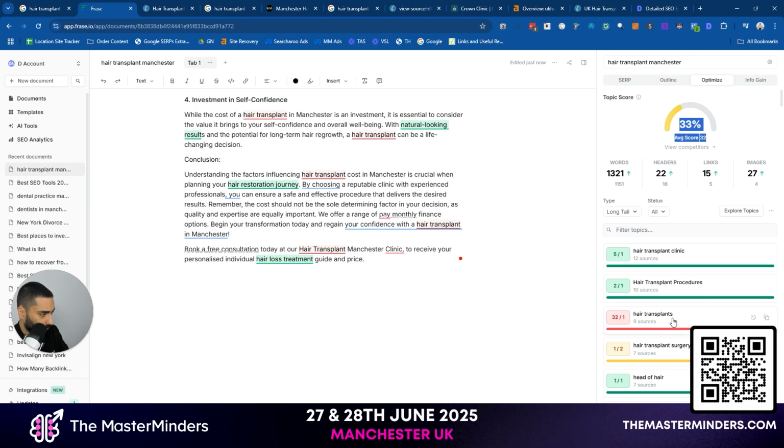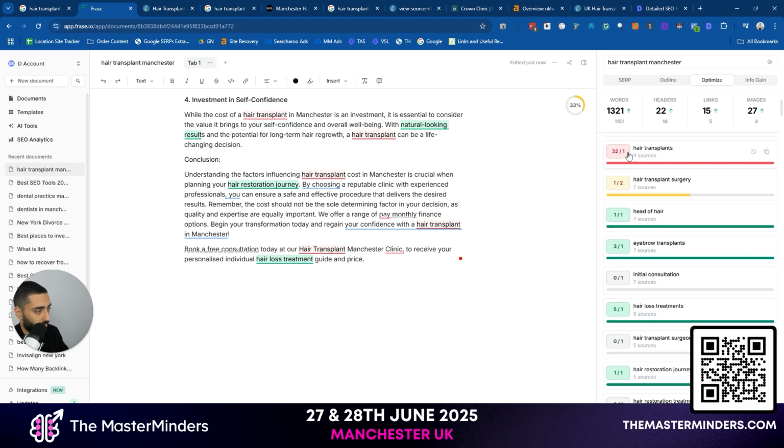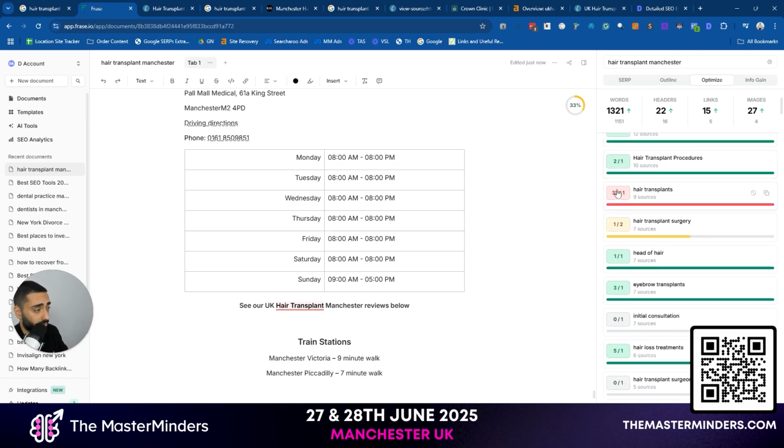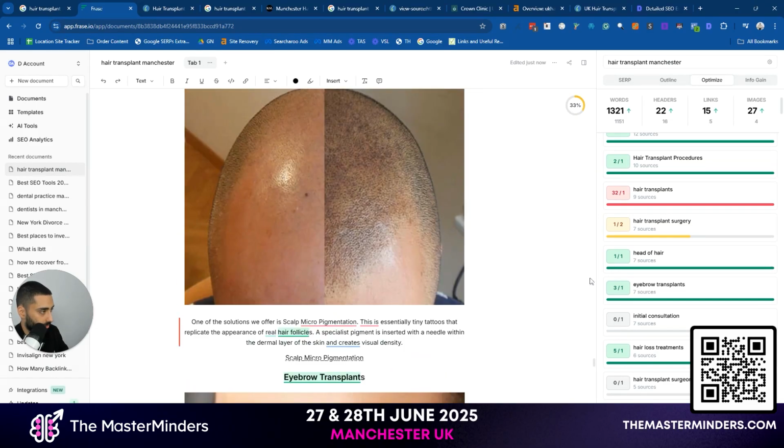That's actually interesting. So another thing to bear in mind as well is this tool will tell you how many times you should actually mention specific keywords within your content. This page, believe it or not, is actually over-optimized for the keyword hair transplant. It's telling us that we should include it once. We've actually included it 32 times. So again, you can also over-optimize your content as well. So just bear that in mind.